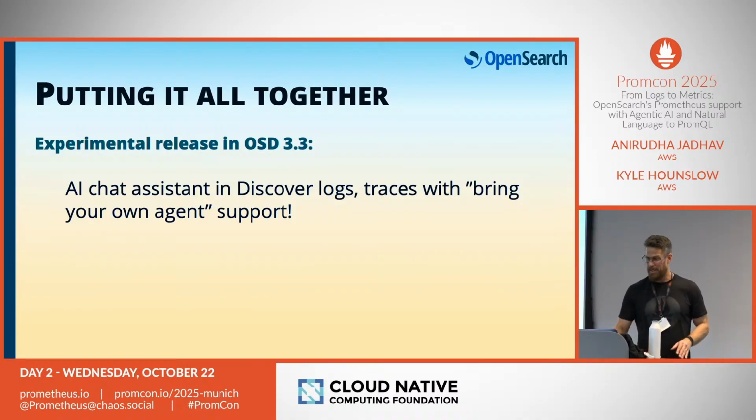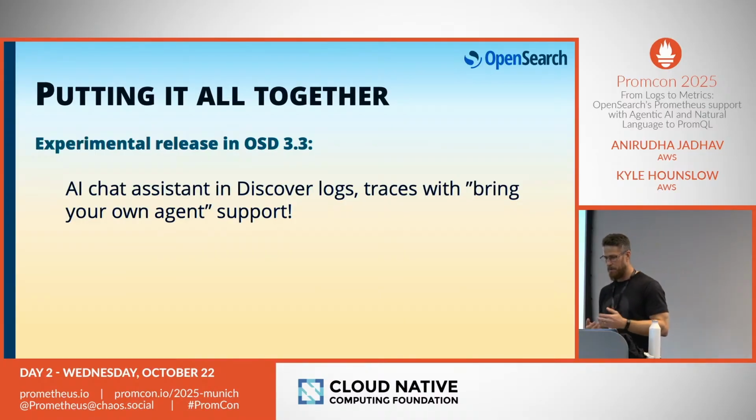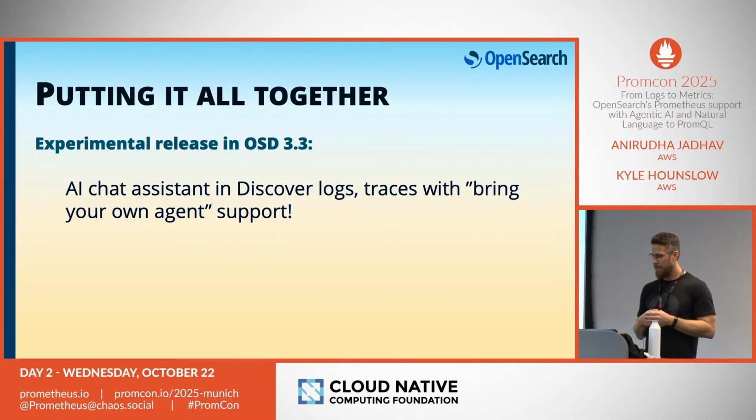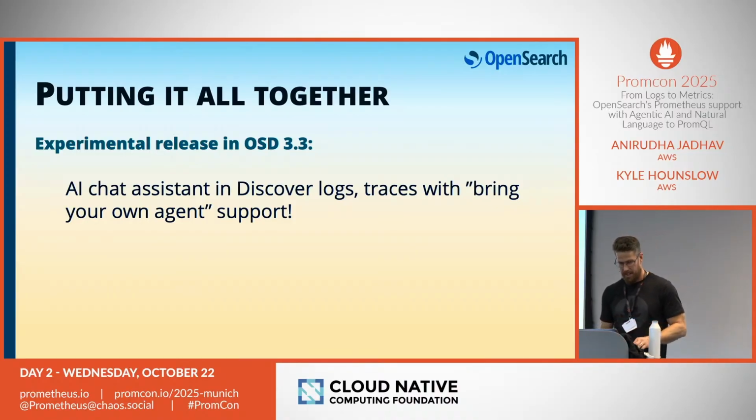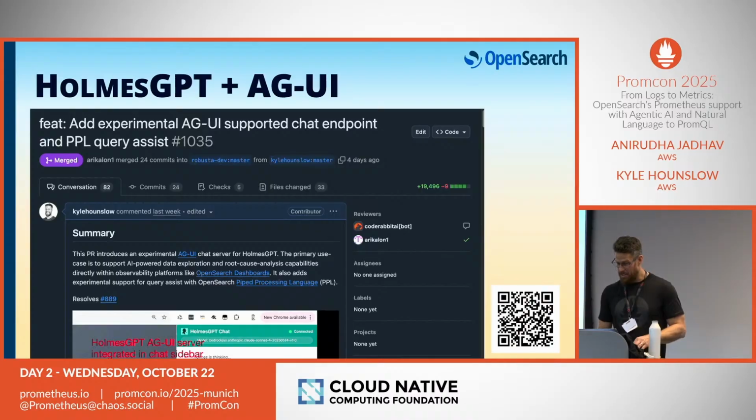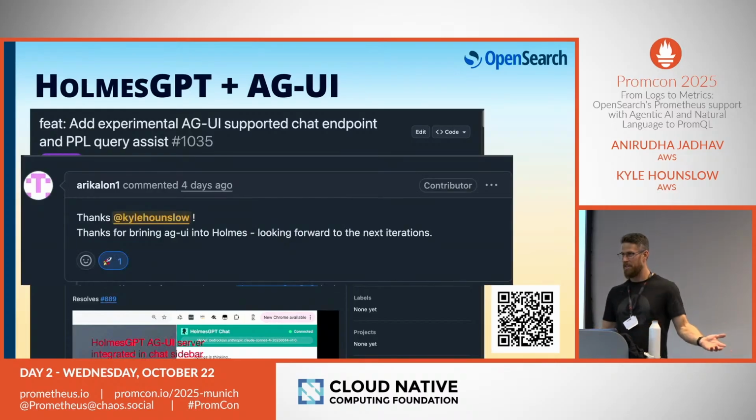Putting this all together, we've released experimental support for an AI Chat Assistant in Discover Logs and Traces, with bring-your-own-agent support for AGUI compatible agents. Additionally, I've upstreamed experimental AGUI support to the HolmesGPT chat endpoint, so now it can be plugged into OSD.